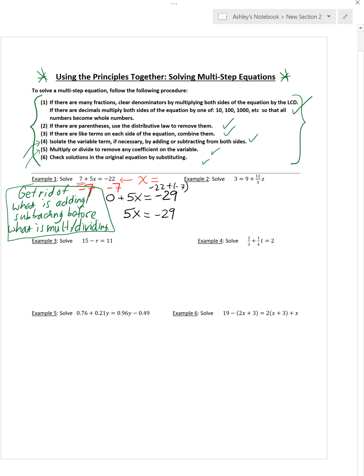So I have 5x equals negative 29, and then I think now there's only one thing left to do. The only thing standing in my way of having x by itself is the 5. And since 5 is multiplying by x, I'm going to want to divide by 5. That'll get rid of it. And at first I kind of panic. I think, uh-oh, that right side is not going to go in evenly. Negative 29 is not divisible by 5.